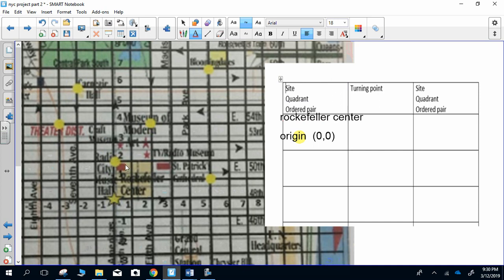Now here is Radio City Music Hall. So if I was going to go to Radio City Music Hall, I wouldn't even have to have a turning point. I could just go from Rockefeller Center to Radio City Music Hall, figure out that distance, and then go to the next one. But we've decided to go to the Museum of Modern Art. So let's go to the Museum of Modern Art. So my turning point that I'm going to use is going to be 1, 2, 3, 4. So it's going to be 0, 4. So that's going to be my turn. So I'm going to put my turning point right here.